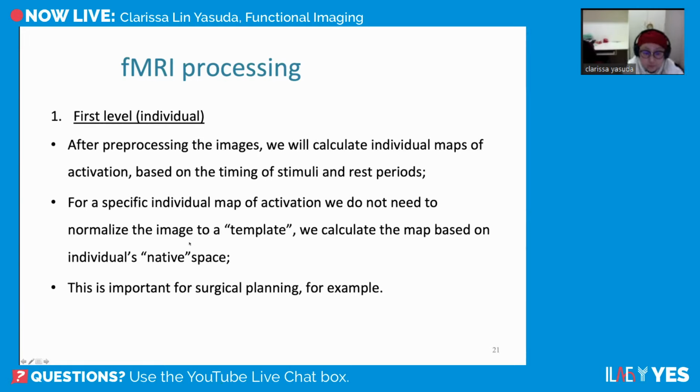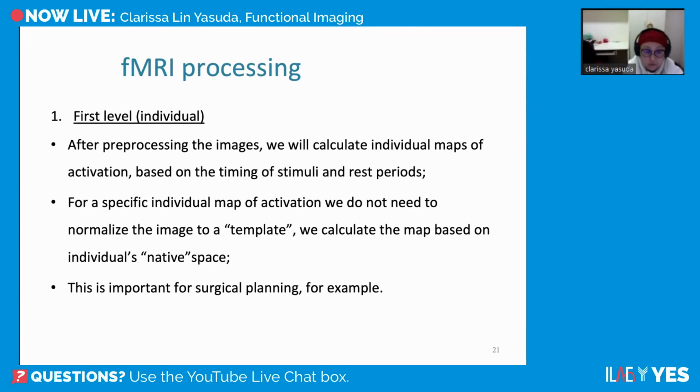So if you are talking about an individual map of activation, for instance, for surgical planning, you want the activation map to be exactly related to the subject's structural imaging, okay? So in this case, you will preserve all the analysis in the subject's native space, okay? So when you're thinking about only a subject's individual activation map, you will not need to normalize the image.